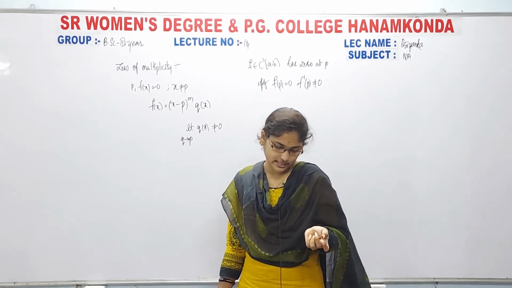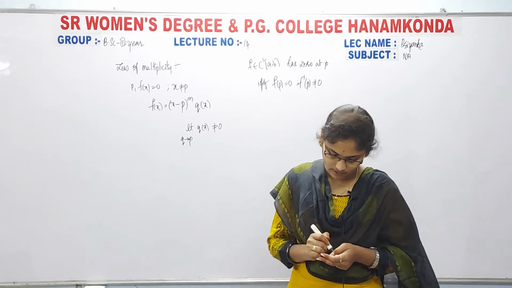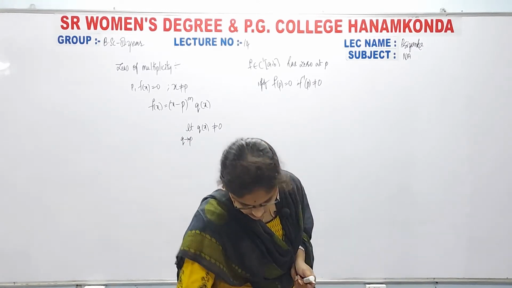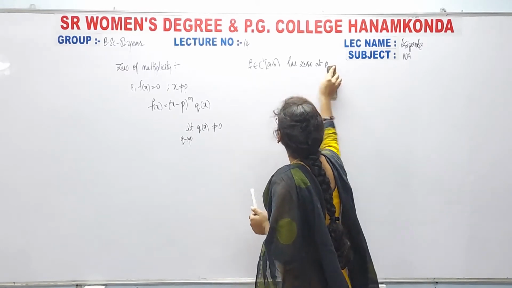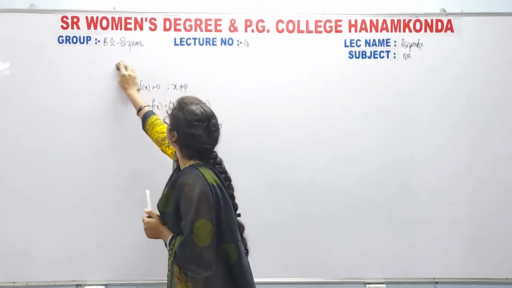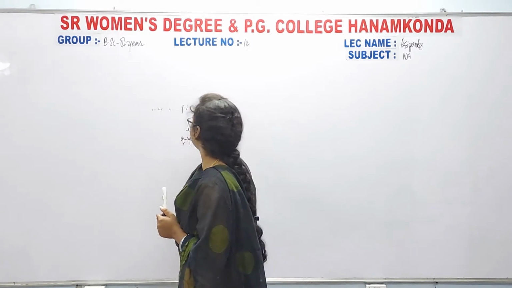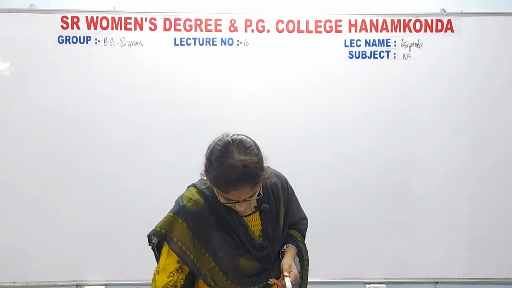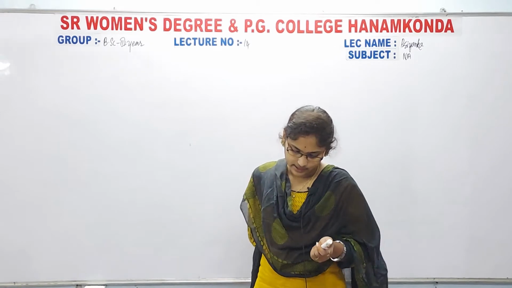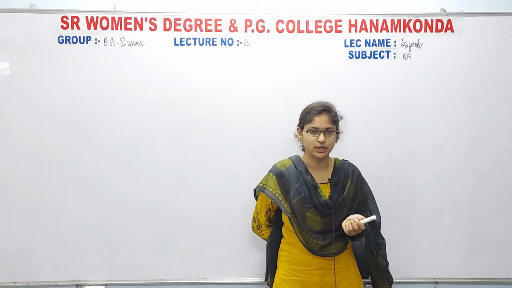Now for this one, write down my proof. If f has a simple zero at p in open interval a comma b, then f of p equal to 0.